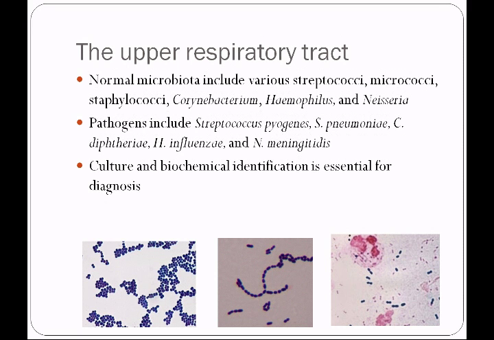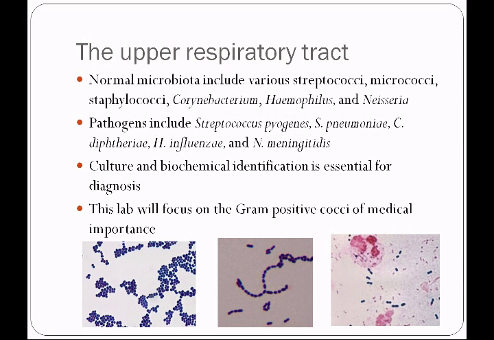For example, Corynebacterium xerosis is a normal organism found in the upper respiratory tract, but Corynebacterium diphtheriae is a pathogen. They look alike on a gram stain, so biochemical identification is essential for diagnosis. This lab is going to focus on the gram-positive cocci of medical importance and on how to differentiate them from one another.